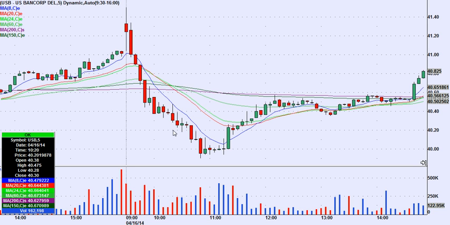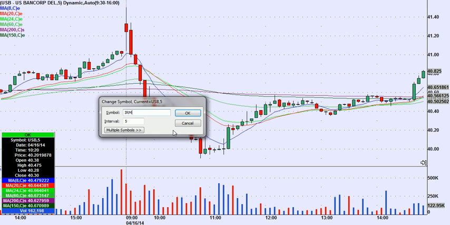Couple other setups that we look for that worked today. Let's see, Iron Mountain.